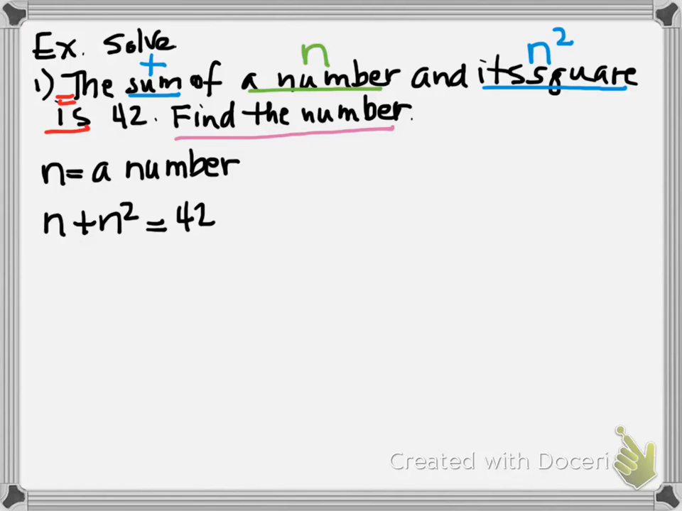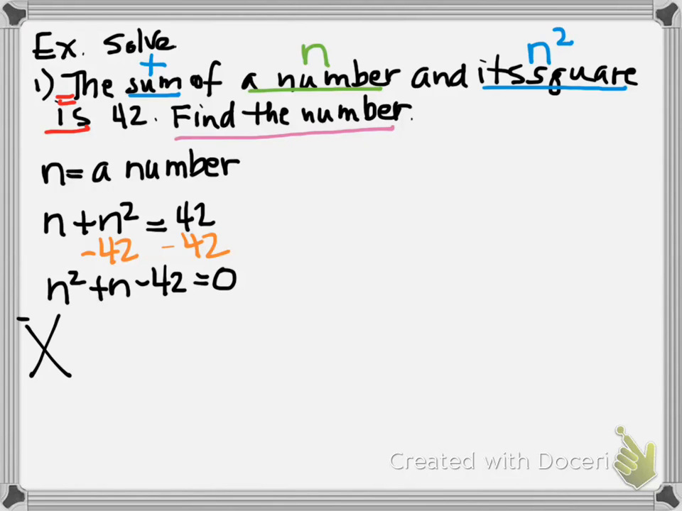So job one, get everything on one side, 0 on the other, and we're going to rewrite the polynomial in descending degree order. So that would give us n squared plus n minus 42 equals 0. So then we go ahead and we play the game. Factors of negative 42 that add to give us positive 1 would be positive 7 and negative 6. So we have n squared minus 6n plus 7n minus 42 equals 0.